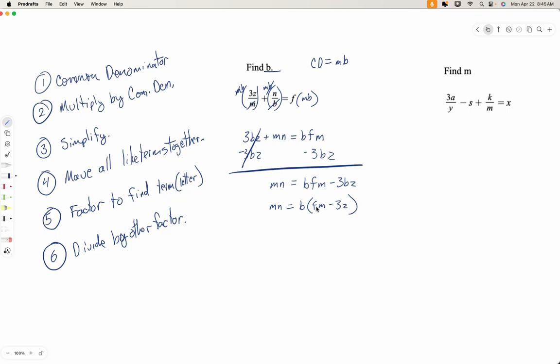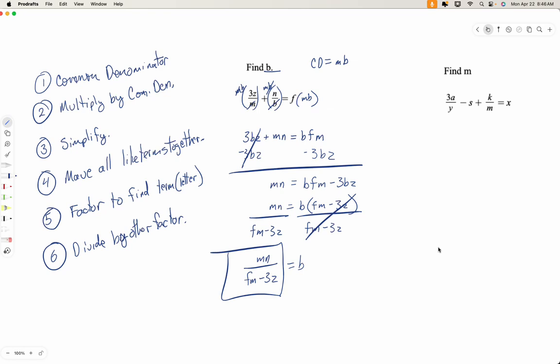Now I'm going to divide by this factor to get b all by itself. So dividing by fm minus 3z on this side means I have to divide by that on this side, because whatever you do to one side, you have to do to the other side. That means these two will cancel. So b is all by itself on this side. And the value of b is mn divided by (fm minus 3z). This would be your answer.